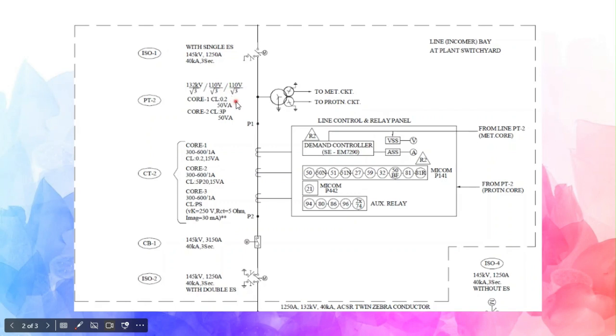Now why are there two? Because there are two cores in this PT. One is called the metering core and another is called the protection core. The metering core goes to the meter, which will show the voltage, and the protection core will go to some relay.